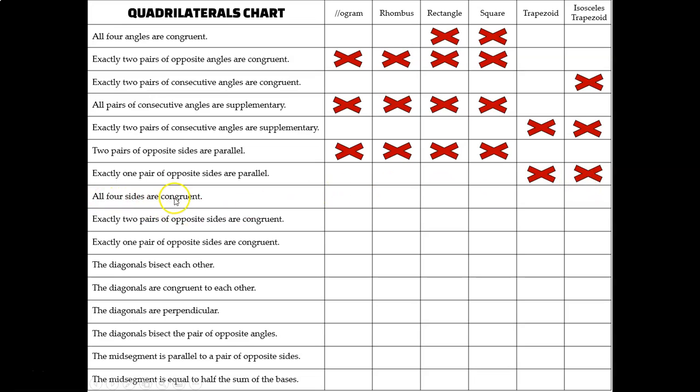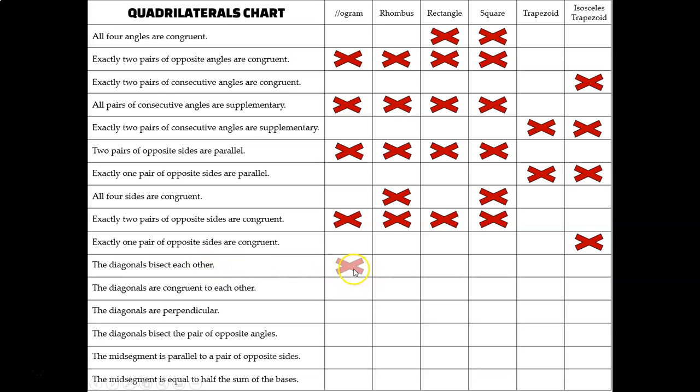If all four sides are congruent, that's true for a rhombus, which means it must also be true for a square because squares are rhombuses. Which ones have two pairs of opposite sides that are congruent? Well, that's one of the theorems we learned about parallelograms, so if it's true for parallelograms, then it's true for all of the special types of parallelograms. But if we only have one pair of opposite sides that are congruent, that's specific to isosceles trapezoids. Which figures have diagonals that bisect each other?